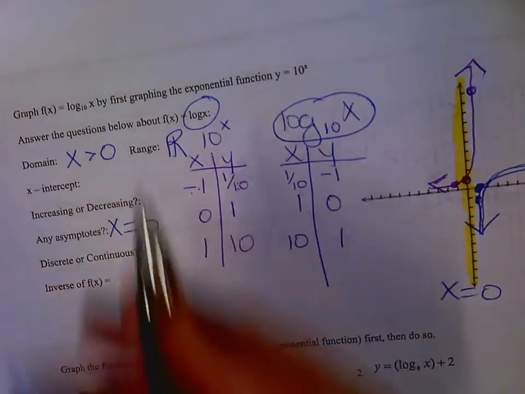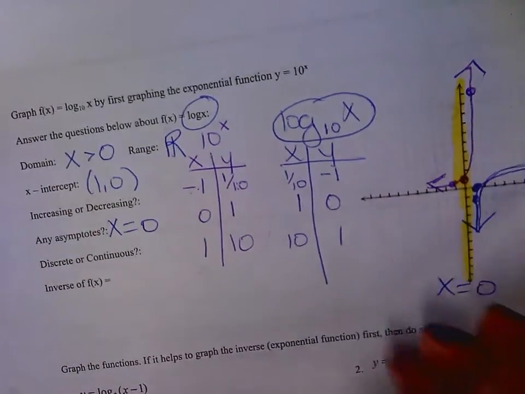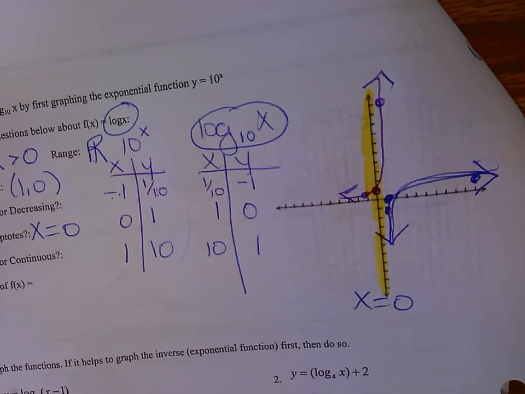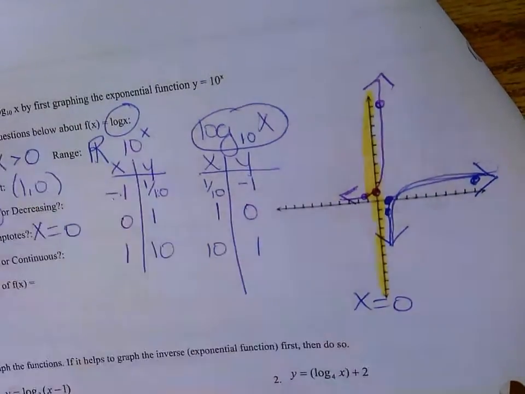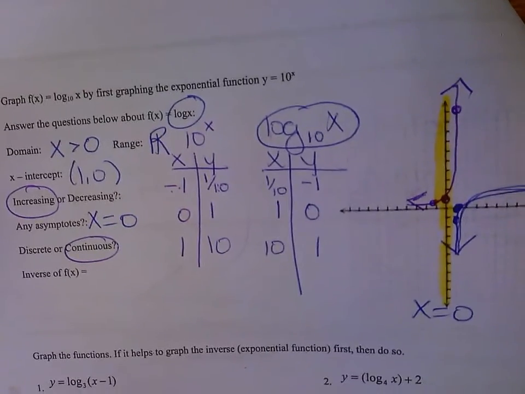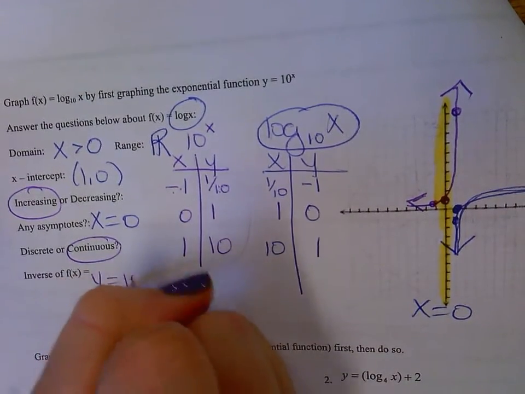My x-intercept, we said, was at 1 comma 0. Is this blue curve increasing or decreasing? So as I read it from left to right, is it getting higher or is it getting lower? It's getting slightly higher each time, right? So it's an increasing function. Discrete or continuous? It's continuous. I don't have to lift up my pencil. And its inverse is y equals 10 to the x.